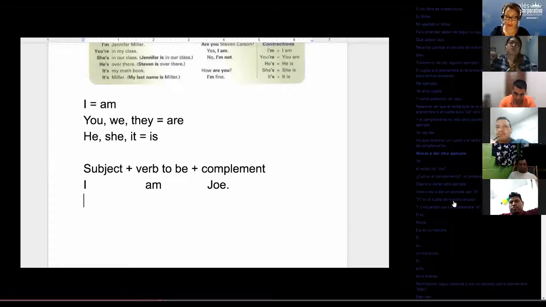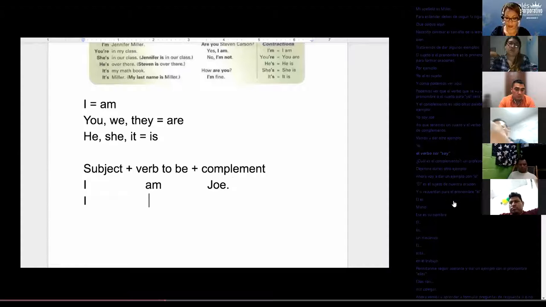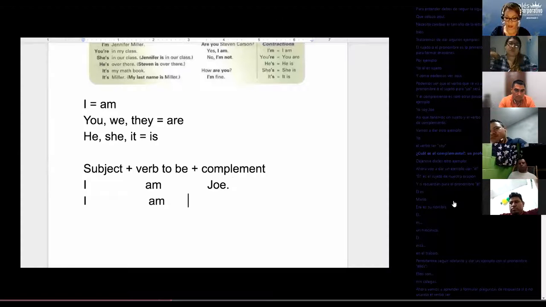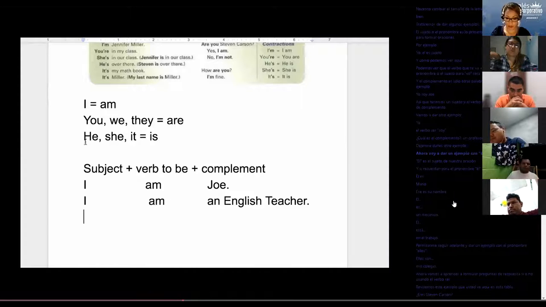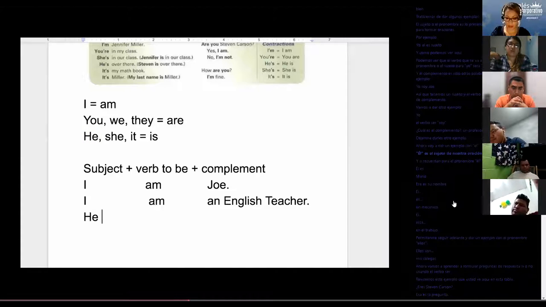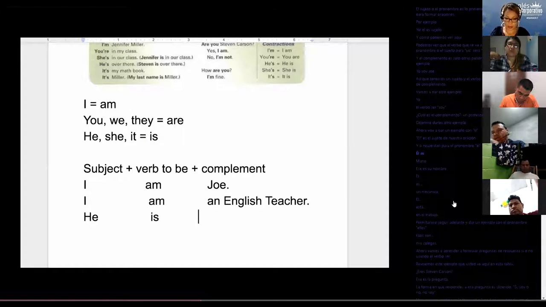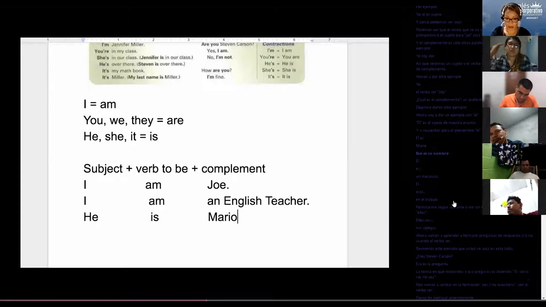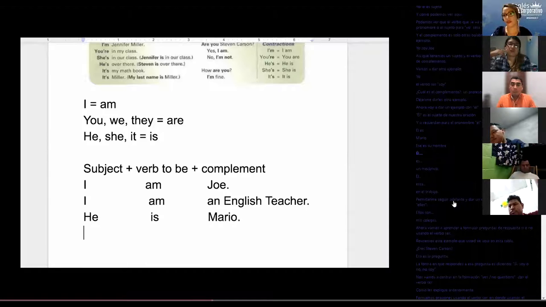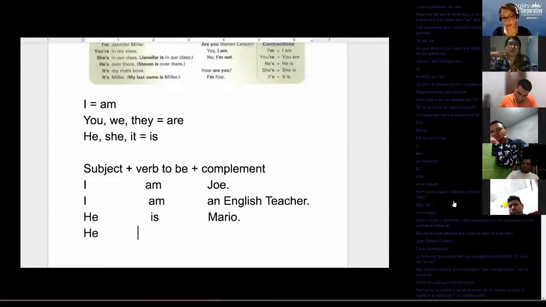Let's give another example. I, the verb to be, I am. And what is the complement to that? I'm going to say an English teacher. Okay, let me give another example. Now I'm going to give an example with he. He is the subject of our sentence. If you remember, for that, we're going to use the verb to be is. He is. And we're going to say Mario. That's his name. He is a mechanic.